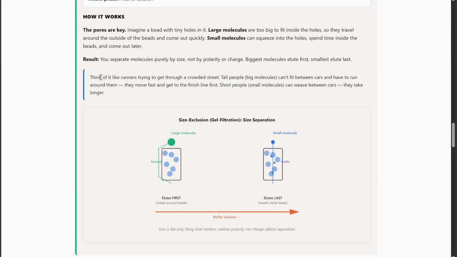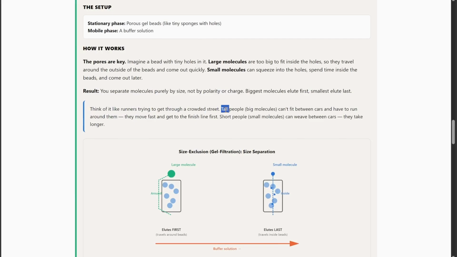There's a good analogy here: you can think of it like runners trying to get through a crowded street. Tall people, or big molecules, can't fit between cars, so they have to run around them. They move fast and get to the finish line first. But small molecules can weave between the cars, and they take longer.